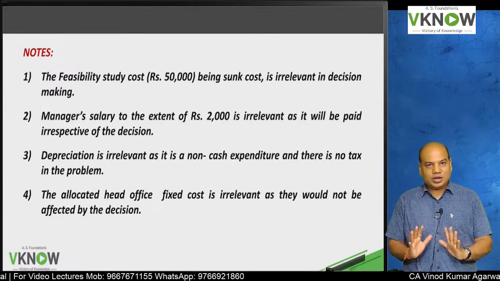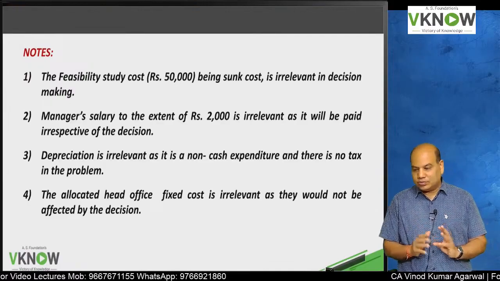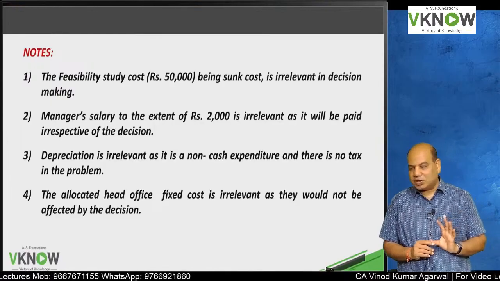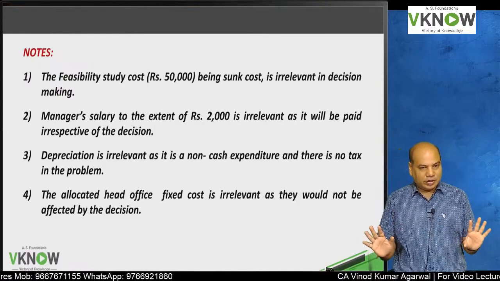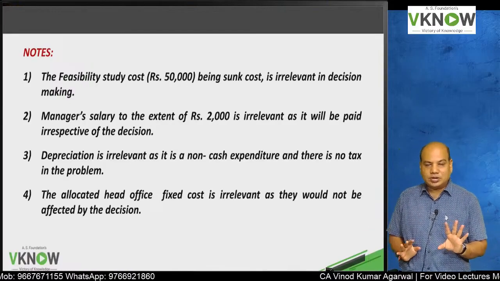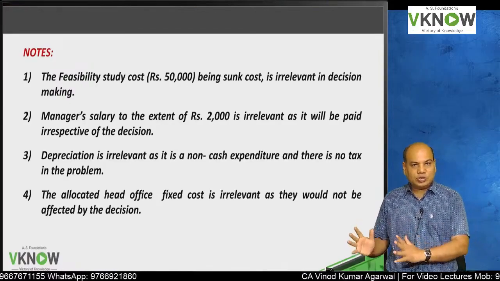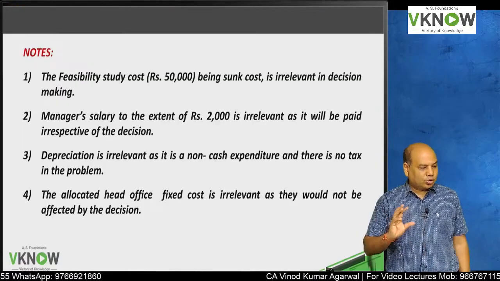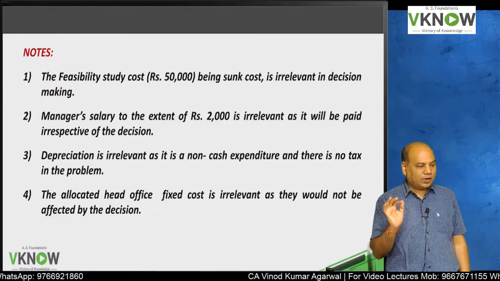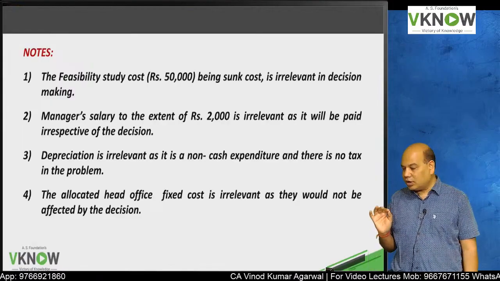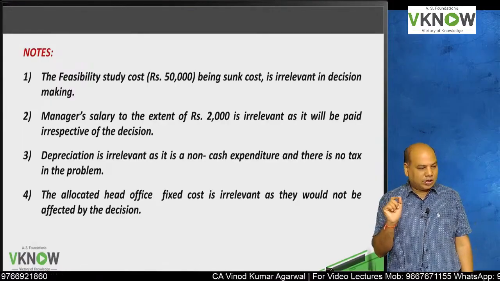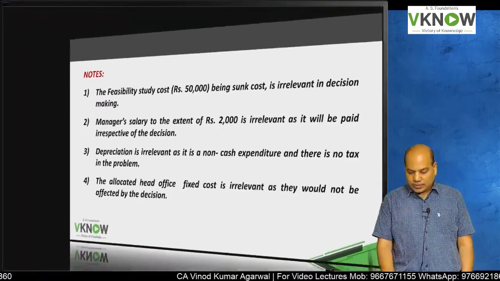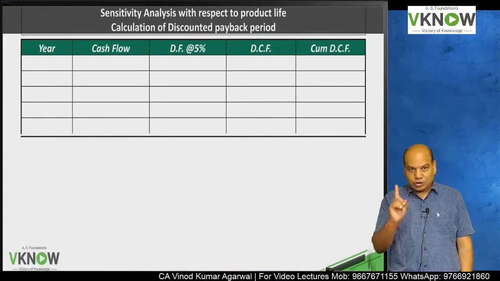So these are the explanations for some points in the problem. If your doubt is why we have not taken the 50,000 feasibility cost: irrelevant. Why we have not taken depreciation: non-cash expense, and there is no taxation. Why we have not taken head office cost: total head office cost is not affected. Right. Now you can ask me the doubt. Anybody any doubt on this question? Till now the question is not over.